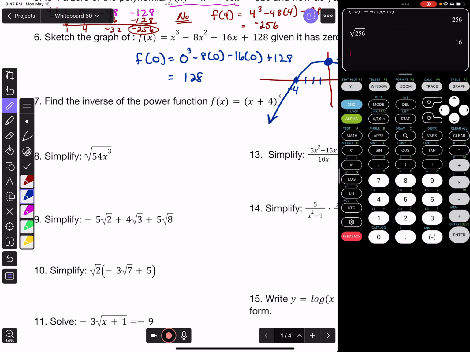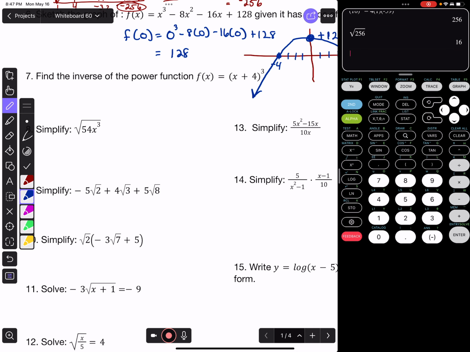Let's find the inverse of this power function. Now, in class, when we got to the inverse part, I did a little diatribe on it to try and explain why and how, but we'll just go through the basics of how you do it. Okay, so the steps are: first, change f of x to y.